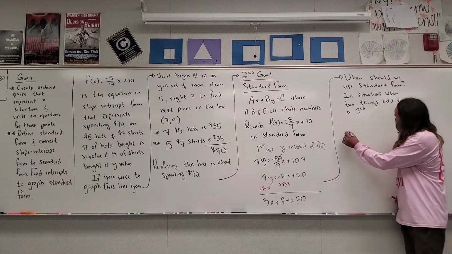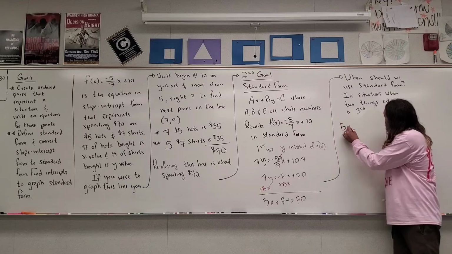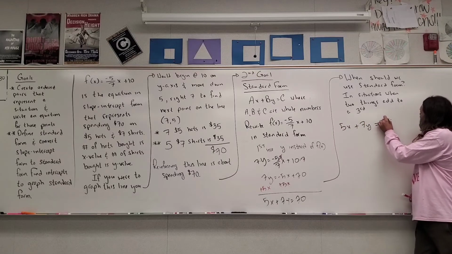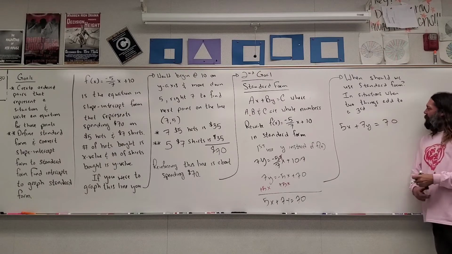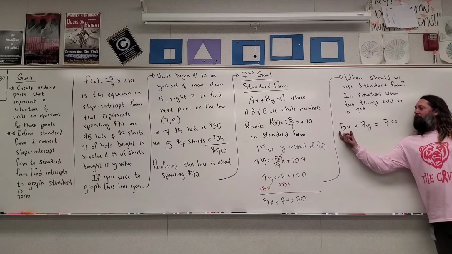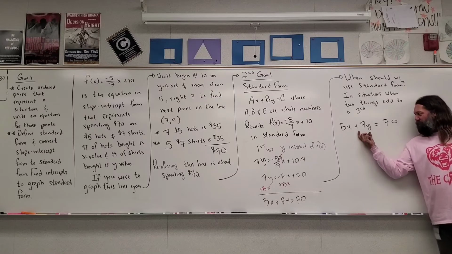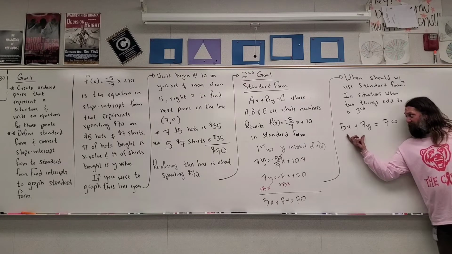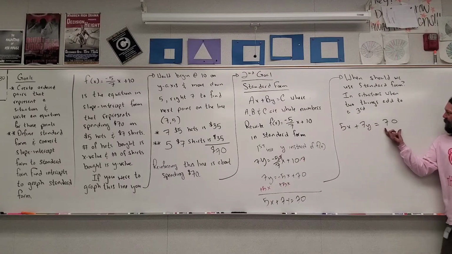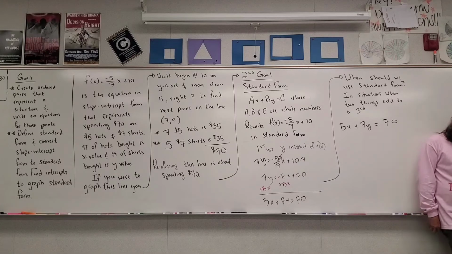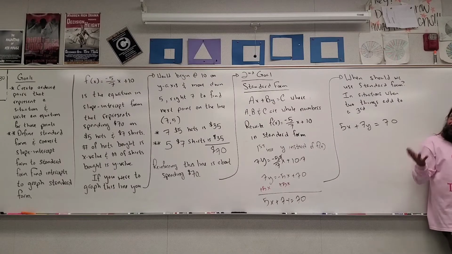So our equation of 5x plus 7y adding to 70 means that I'm spending money on buying $5 hats and spending money on buying $7 shirts, and together when I spend money on these two things, it's going to add up to $70. So this situation is ideal for standard form.